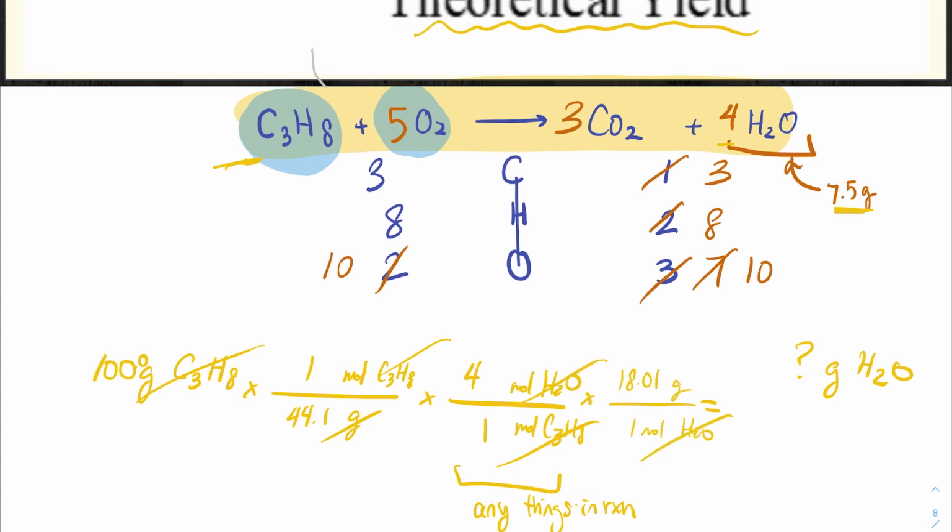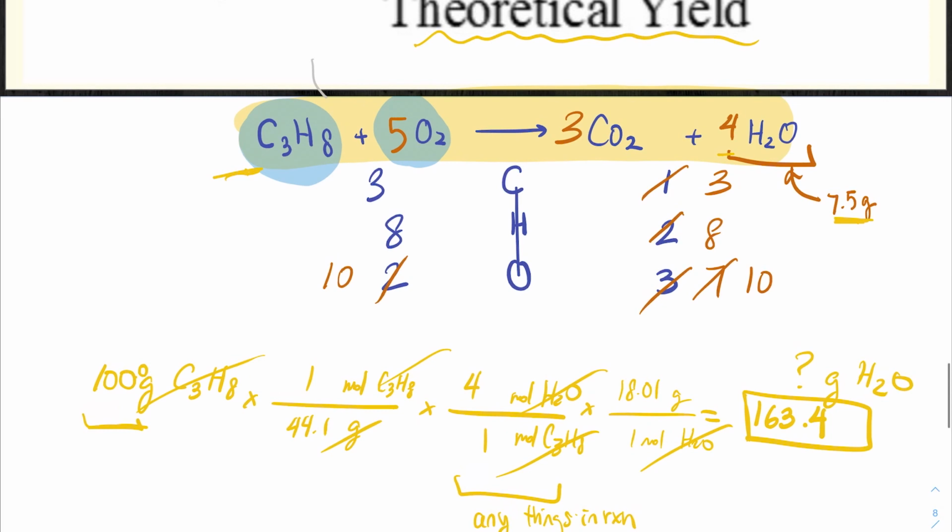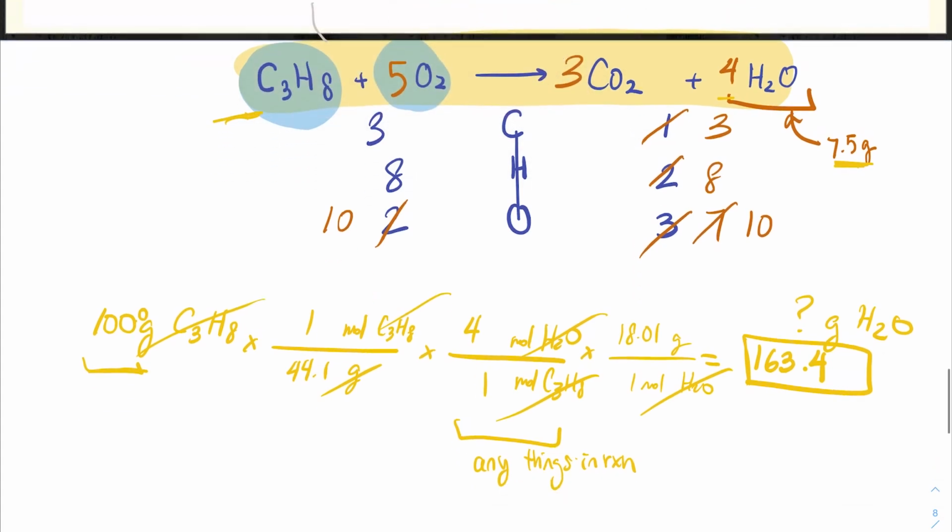And doing all the math out, with this much propane, you can make 163.4 grams of water, because of sig figs. There's 4 sig figs here. Wow, it looks like we only made 7.5, so it doesn't look like you did a great job. Oh, but maybe the oxygen was limiting, right? Maybe oxygen was the problem. You weren't allowed to make that much anyway.